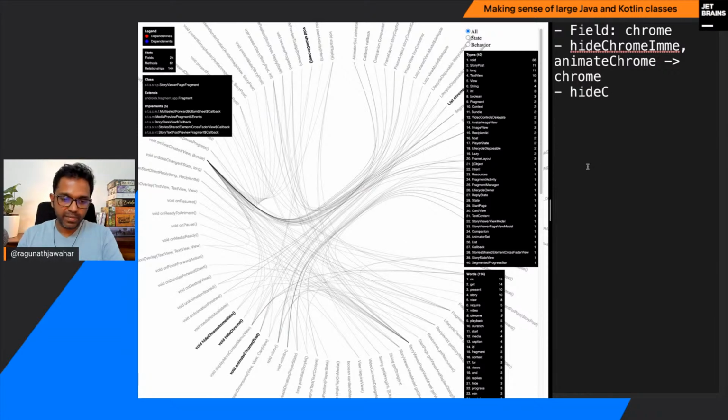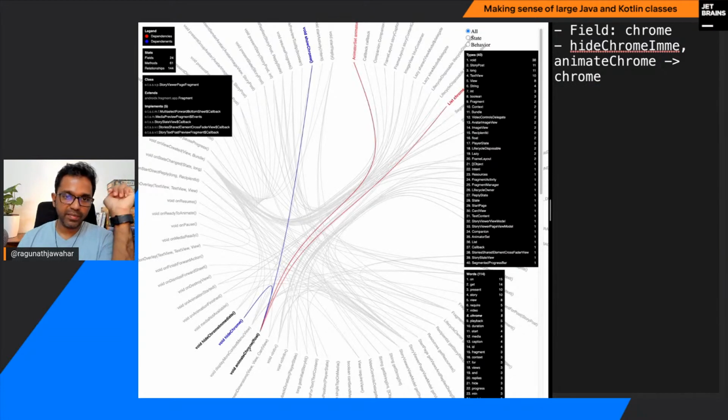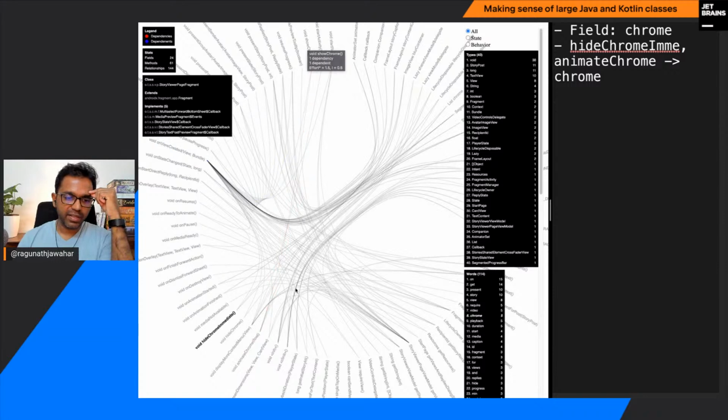Sorry, there is hide Chrome. I normally write this on a piece of paper, so it's very hard for me to type. So this is one relationship that we see, which is basically animate Chrome and hide Chrome immediate. The next thing I'm going to do is see what show Chrome does, and show Chrome is called by view created, nothing else. So that is fine.